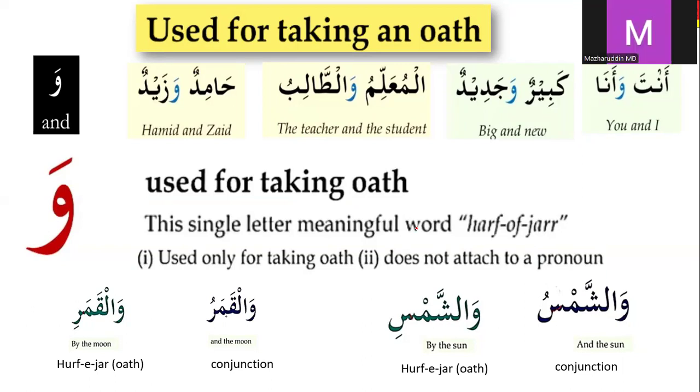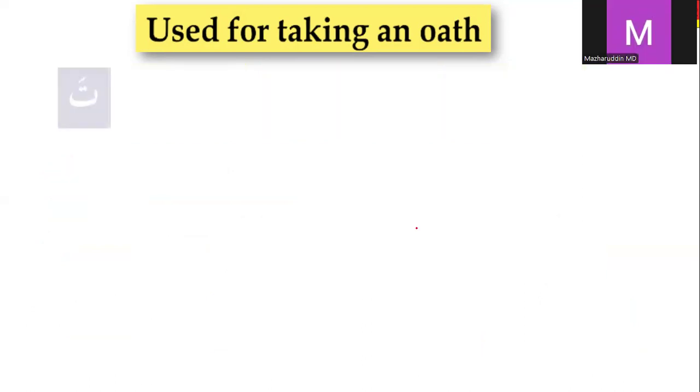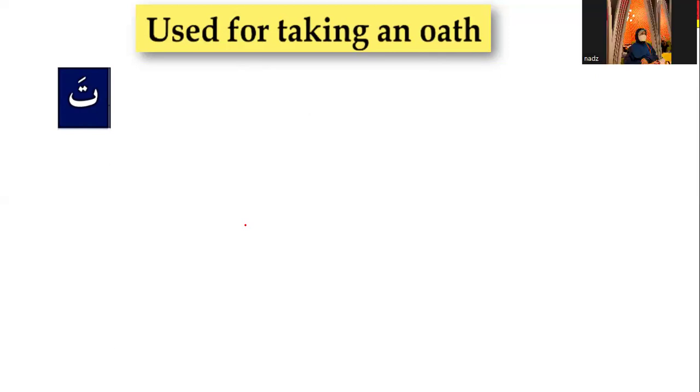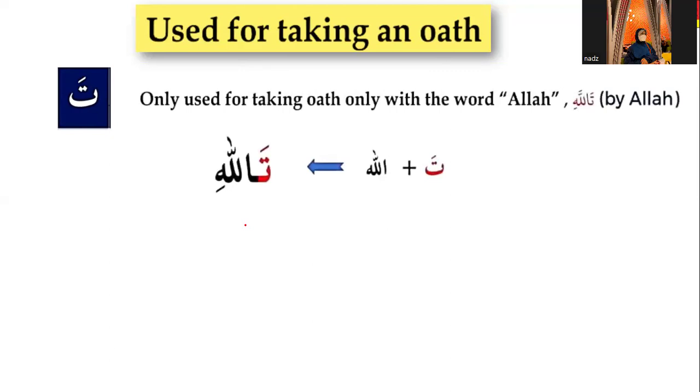So one more letter for harf jar, that is for taking an oath, is ta. But this ta is used only with the word of Allah, for taking an oath. Okay? Only used for taking an oath with the word of Allah, Allahi. But the rule is the same, that the noun which comes after ta is in the majrur state. You feel that ta is a letter with one vowel sign, but yes, it is used for taking an oath. Like Tallahi.